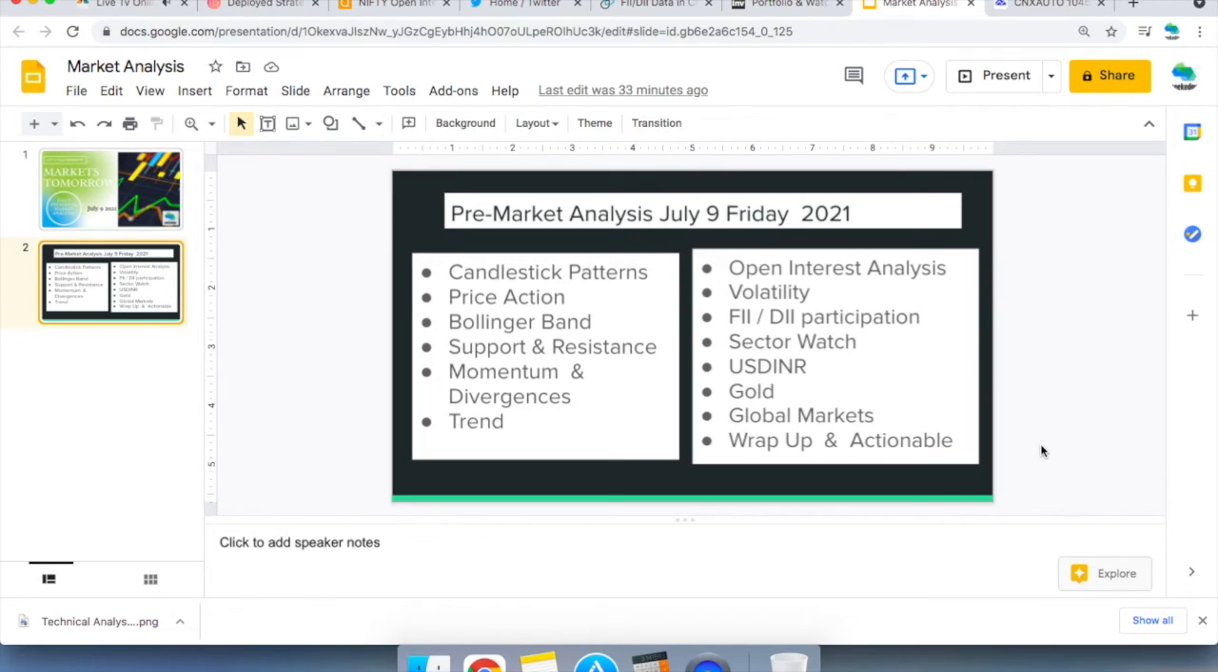So the actionable would be to wait and watch, right? Wait and watch the price action tomorrow, and accordingly get out. If your levels or stop loss are triggered in the positional, get out at the appropriate time. If they are not triggered, just hang on there. For intraday, wait till the initial price action. What does it say? So that's what the actionable is all about.